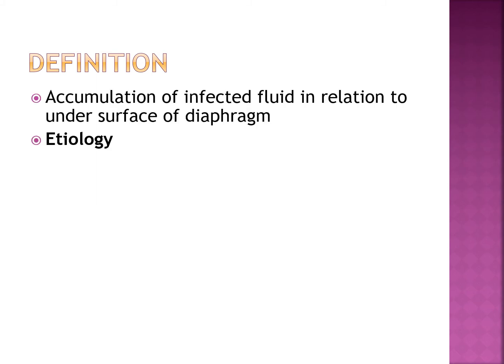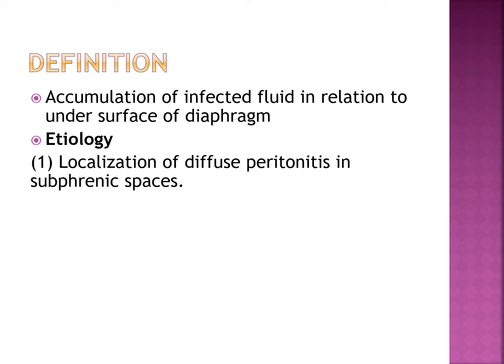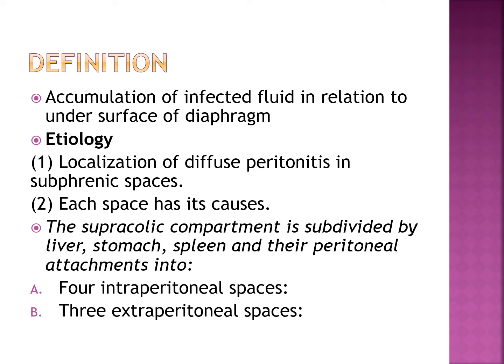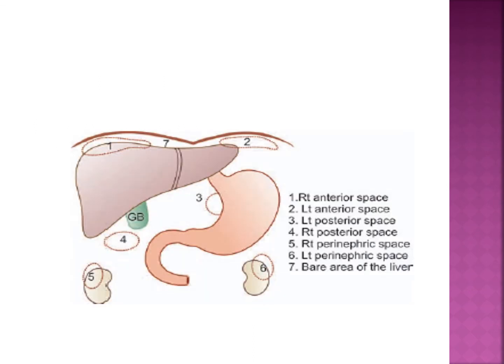In subphrenic abscess, there is accumulation of infected fluid in relation to the undersurface of the diaphragm. Usually, this is caused by localization of diffuse peritonitis in the subphrenic space. Each space has its causes. There are usually 4 intraperitoneal spaces and 3 extraperitoneal spaces. The spaces are illustrated here, and you can imagine the causes for abscess formation in each space.